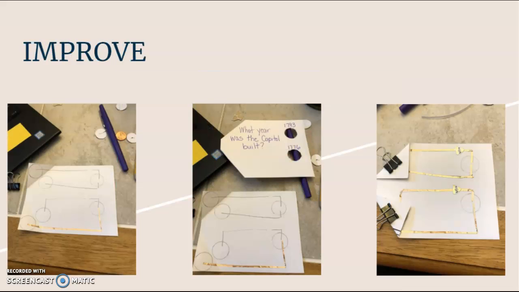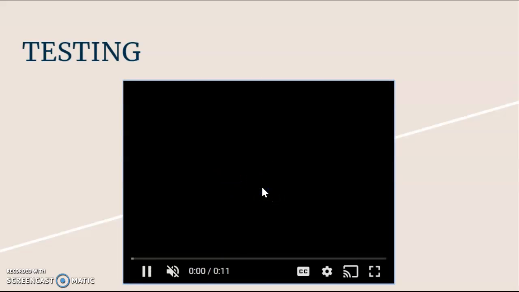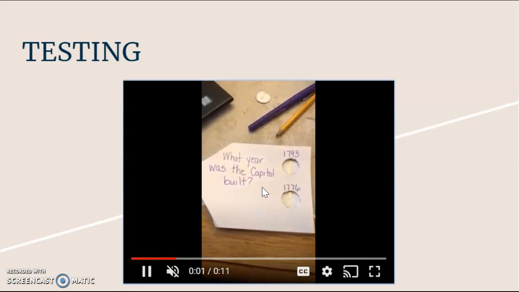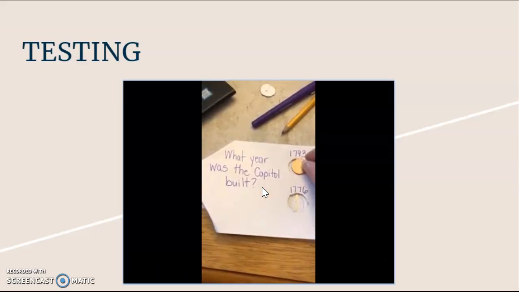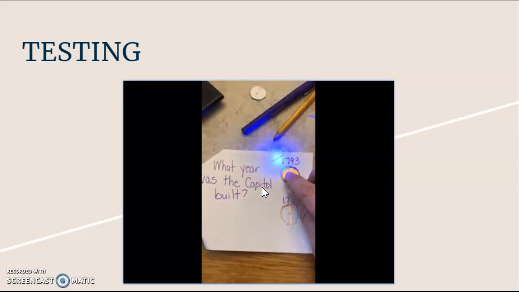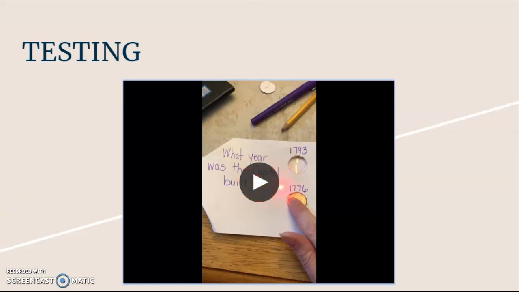For my improve, I decided to try the 2 different colors, one color for correct and one color for incorrect. So I needed 2 circuits, 2 batteries, 2 different lights, but otherwise the setup was the same, top card with the 2 answers and the holes cut in it. When I built that and tested it, it looked like this. What year was the Capitol building built? 1776, not correct, red. 1793, correct, blue. We didn't have green, so I would have gone with green if we had it.